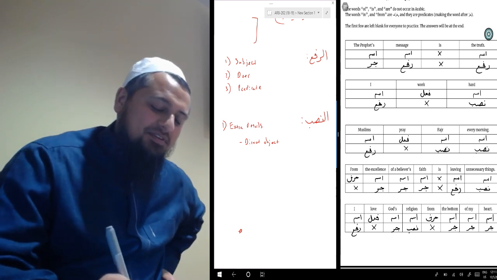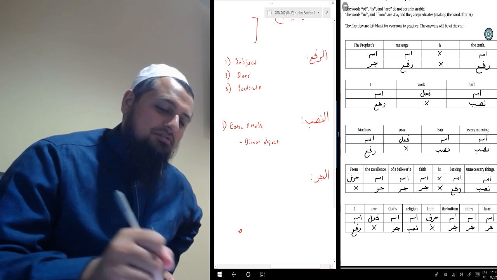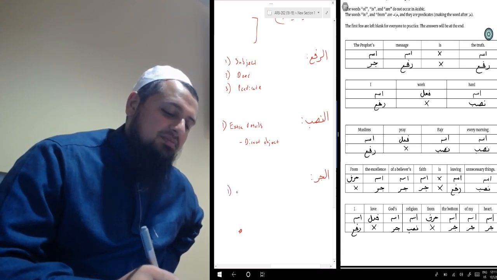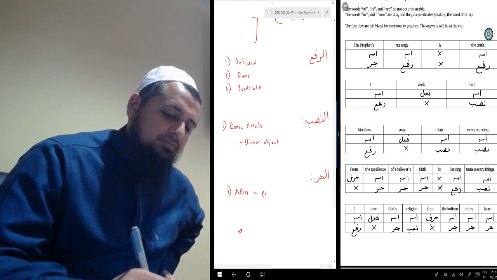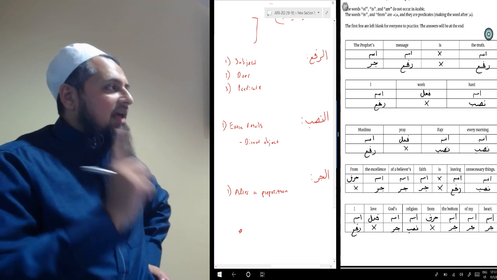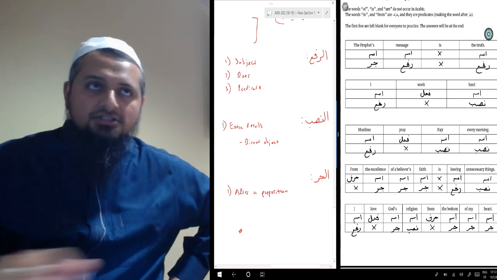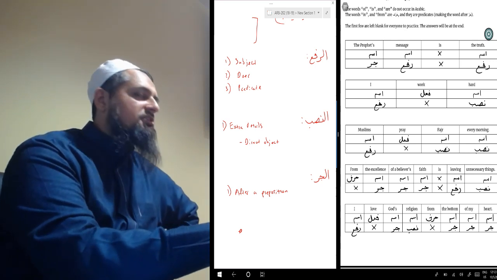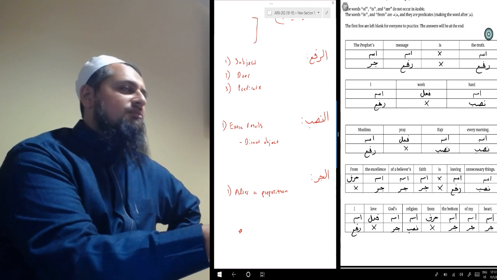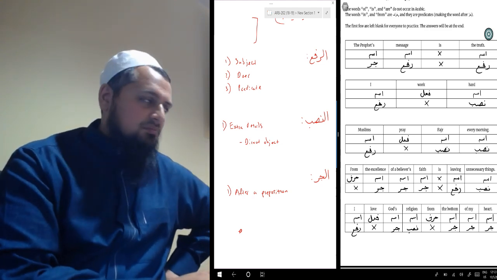For the state of jar, it's the simplest thing. Jar is one of two things. It comes after a preposition. Anytime there's a noun after a preposition, it's always going to be in the state of jar. There will be a whole chapter on prepositions. There are about 9 major prepositions in the Arabic language. So anytime you see one of those, automatically you know that the noun after is majroor.